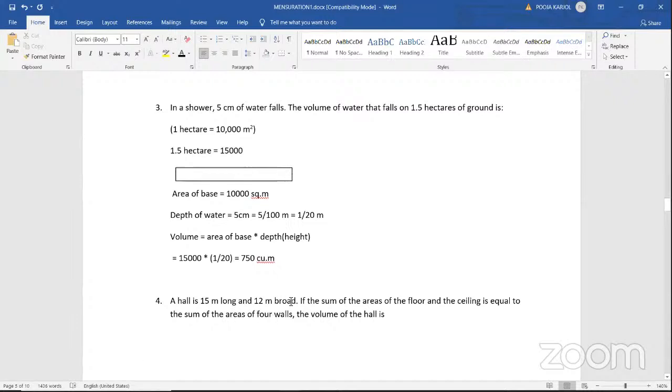A hall is 15-meter long and 12-meter broad. If the sum of the areas of the floor and ceiling is equal to the sum of the areas of the four walls, find the volume of the hall. Try this. 720.